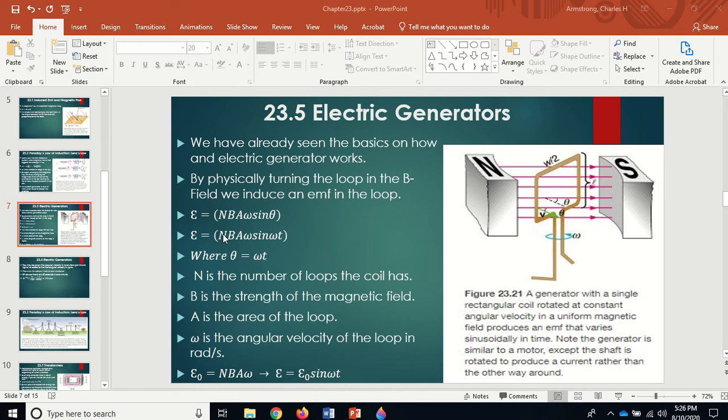So E equals NBA omega sine of omega times t. N is the number of loops the coil has. B is the strength of the magnetic field. A is the area of the loop. Omega is the angular velocity of the loop in radians per second.